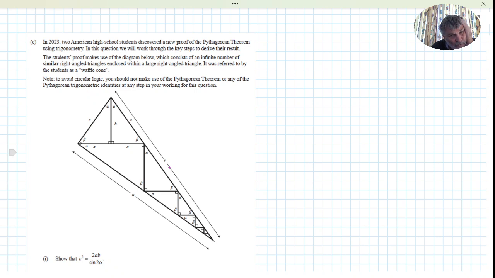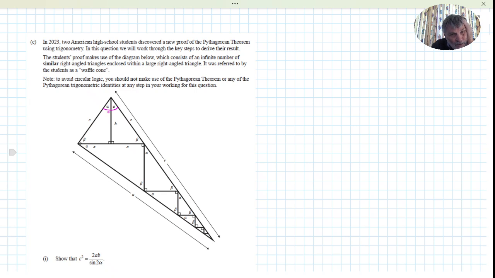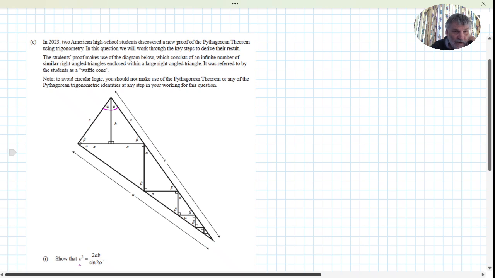Based on that triangle, they were able to get two expressions, as we will see in a minute, for the sine of this double angle up here. And the two expressions were only going to be consistent if a squared plus b squared equals c squared, the well-known Pythagorean theorem. So let's walk through and see how they do that. So first part of this says show that c squared equals 2ab over sine 2 alpha.